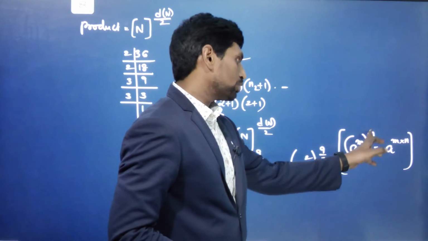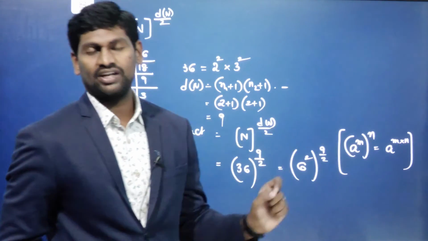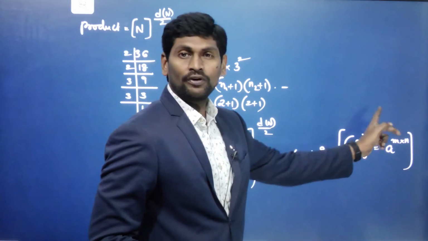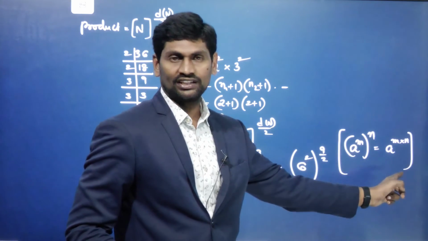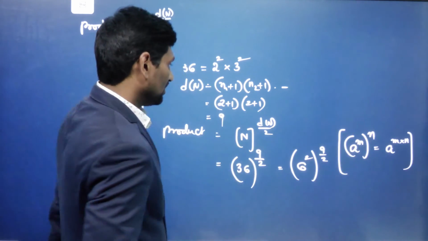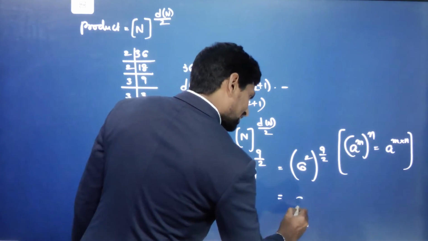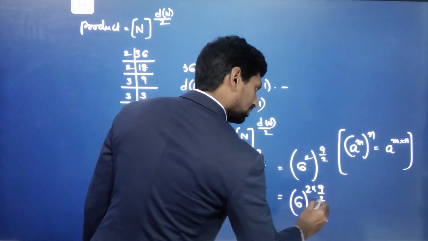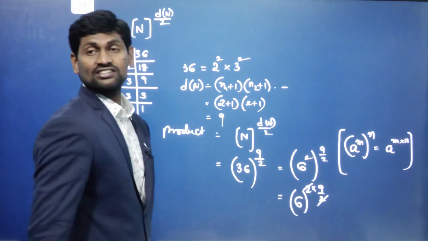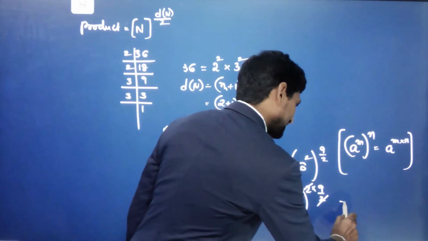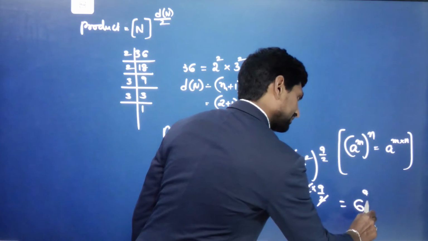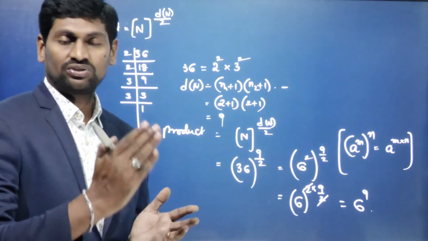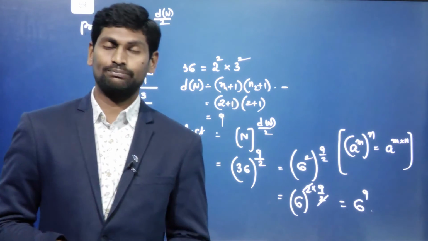That means when you have two exponents for the same base, we can multiply the exponents. A power m into whole power n is nothing but a power m into n. Clear? Right. In the same way, 6 power 2 into 9 by 2, numerator 2 and denominator 2 cancel. The base is 6 as it is and the exponent is 9. That means 6 power 9: 6 into 6 into 6, like that 9 times we need to multiply.